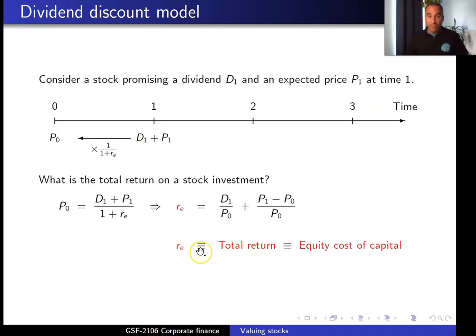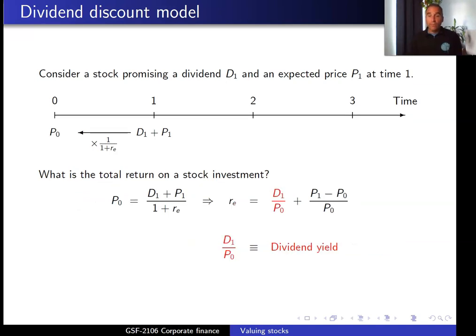So what is it equal to? RE is the total return on the stock investment, which is the equity cost of capital, which is the return demanded by stock investors. Good. D1 over P0 is the dividend yield.